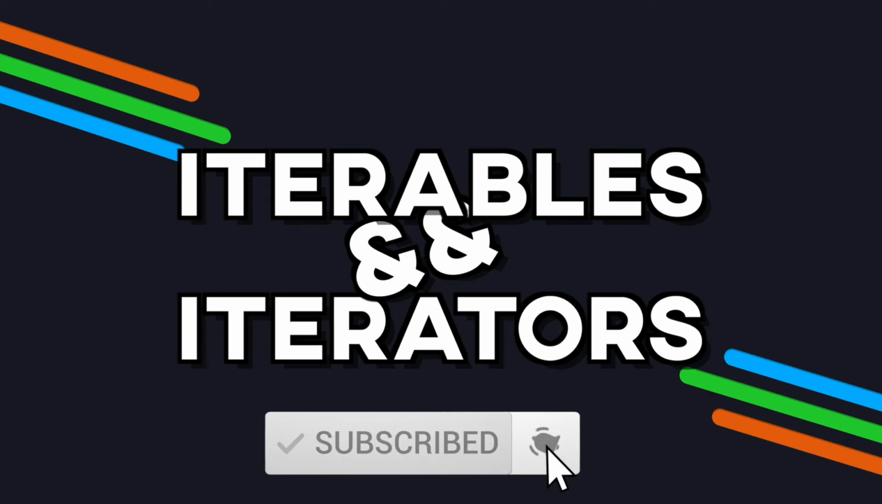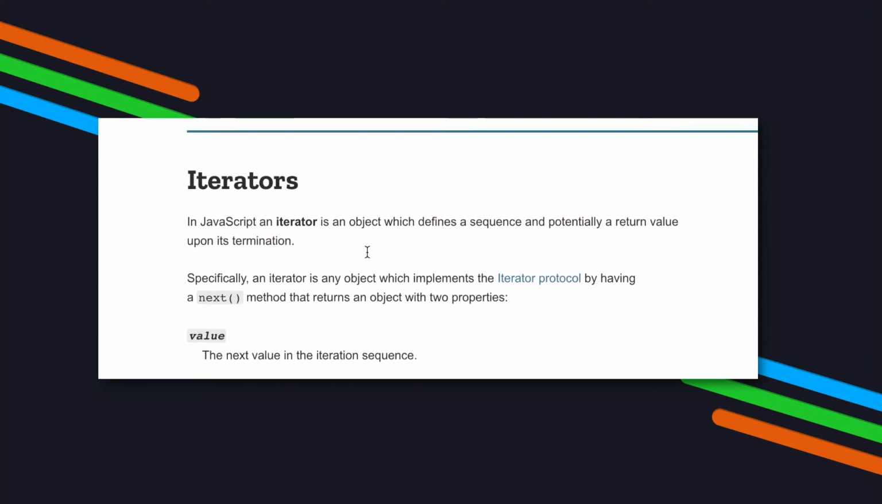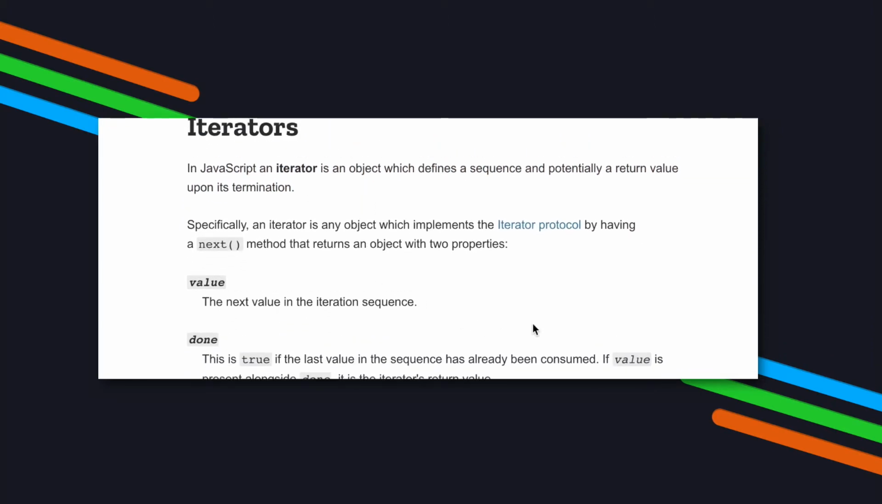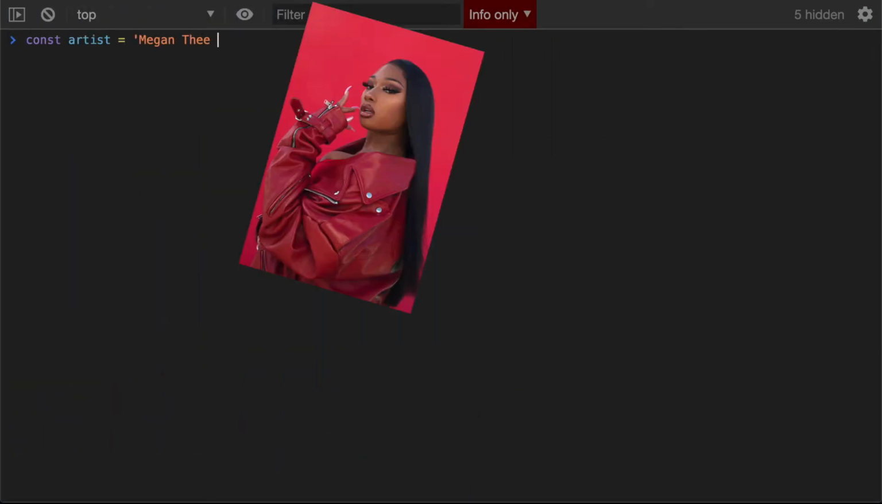So what exactly is an iterable? To make something in JavaScript iterable, that thing needs to have an iterator object living on it. We're going to take a closer look at strings to see how iterables and iterators work. So here we have a string called artist with the value Megan Thee Stallion.